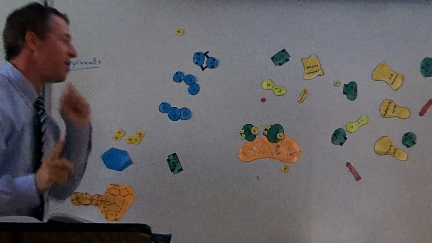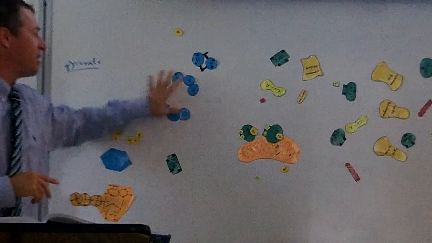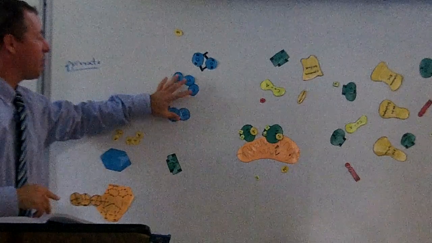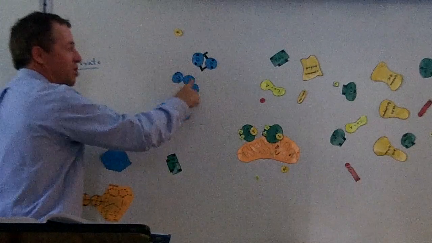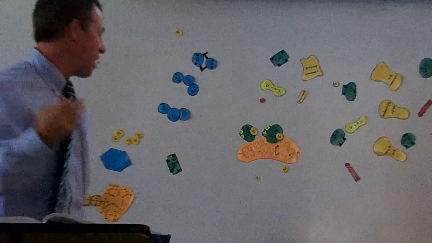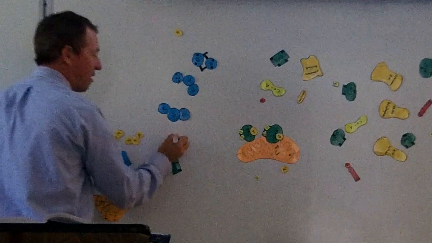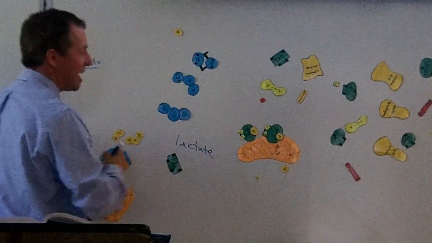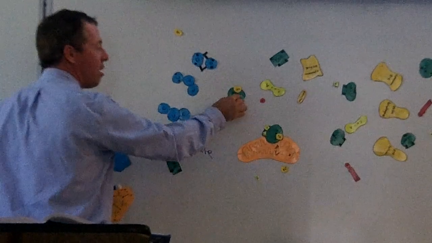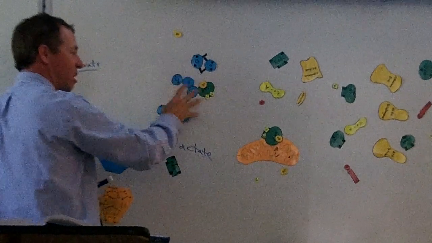And the cell does something quickly. It goes, hey, this pyruvate is toxic. I am going to make it less toxic. And the cells in your body will change the pyruvate to a different chemical called lactate. And the way it does that is the NADHs that were produced earlier come back and change it a bit.